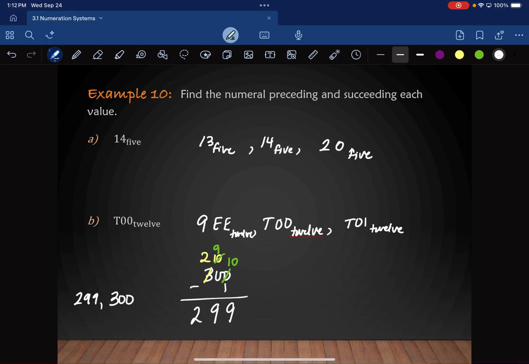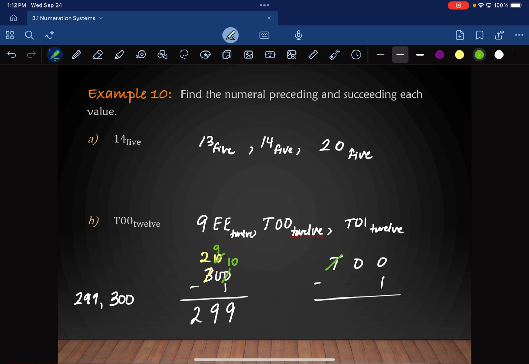So let's look at what it looks like in base 12. So now we have T, 0, 0, and we're subtracting 1. Okay, I still can't take 1 away from 0. So I still have to move over my place values to decrease them. So when I move over to the T is the number 10.